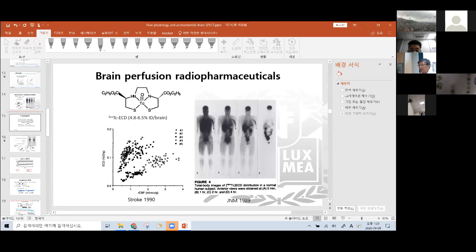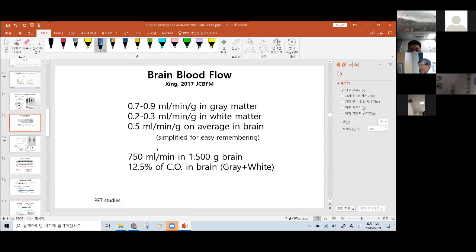Why? Because this is the kind of final information we've established and they listed in the textbook. Gray matter blood flow is 0.7 to 0.9 milliliter per minute per gram. It's the same as the resting myocardium.